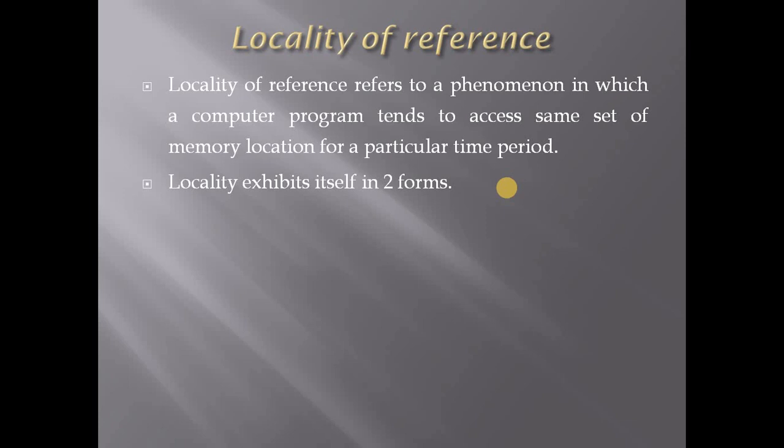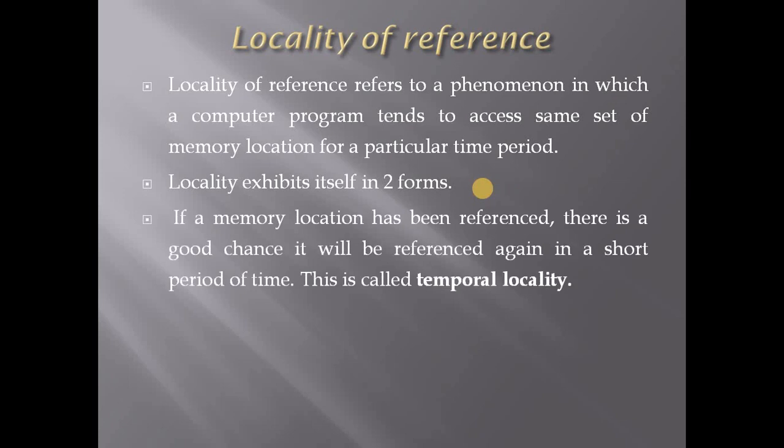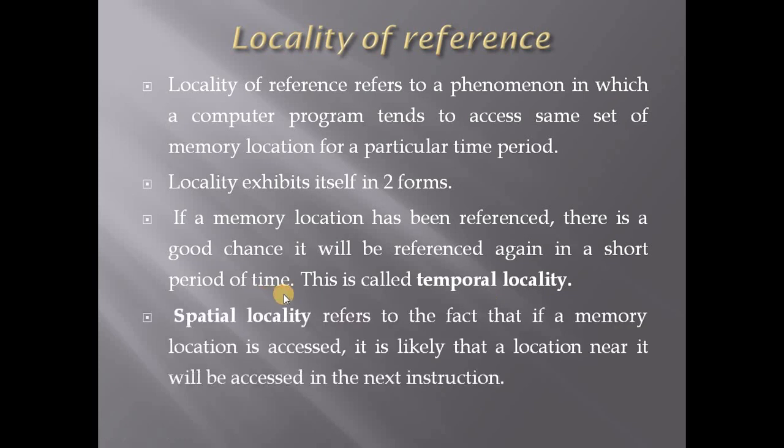Now this locality is of two types. If a memory location has been referenced, there is a good chance it will be referenced again in a short period of time. This type of locality of reference is known as temporal locality, which deals with time. And the second type of locality of reference is spatial locality. It means that if a memory location is accessed, it is likely that the locations near it will be accessed in the next instruction.